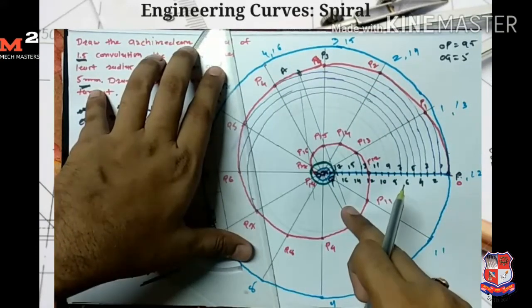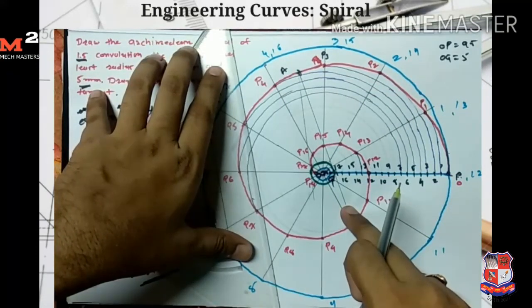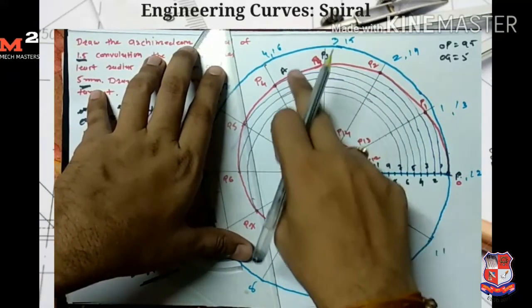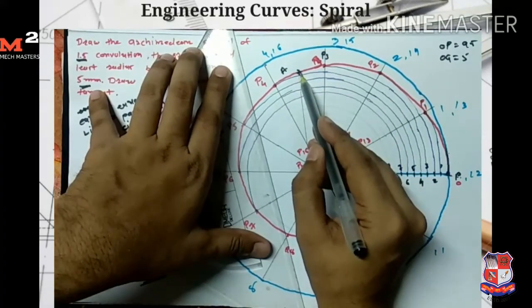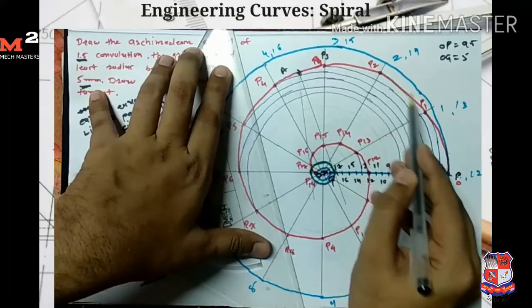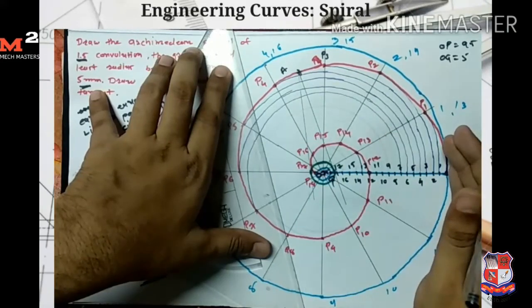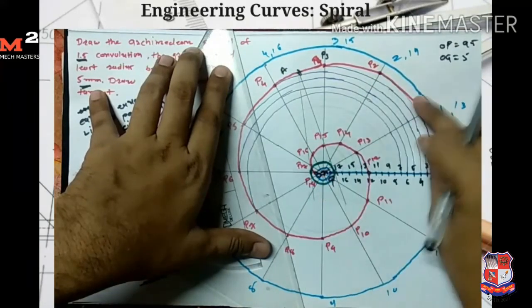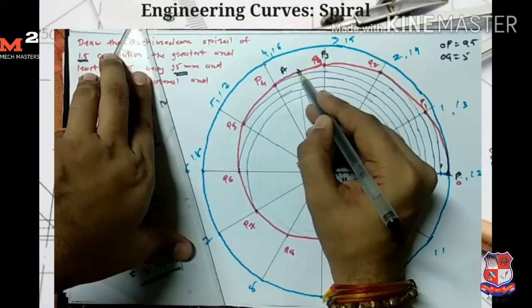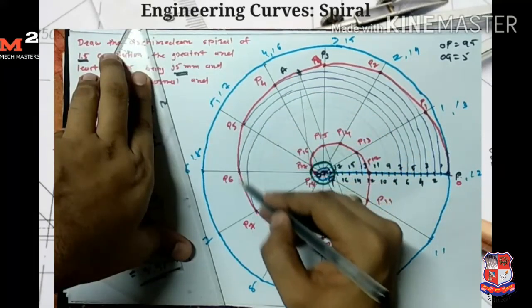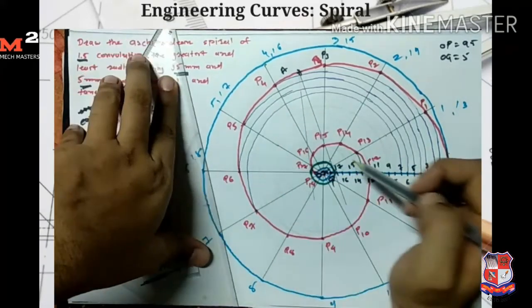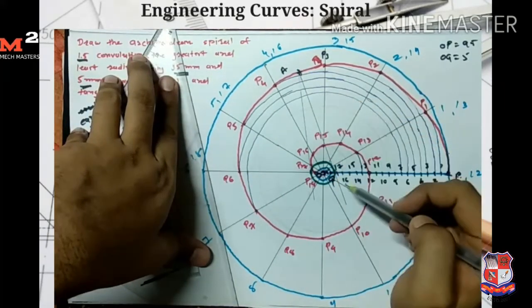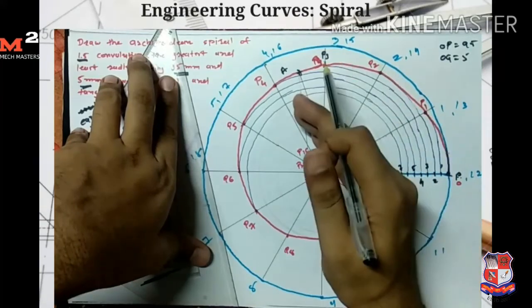But we always draw the tangent on the side where the spiral curve is moving away from the center. From point A, on this side all the points are moving away from the center, meaning its distance or radius is increasing. On this side the curve is moving toward the center, meaning its radius is continuously decreasing. So we always draw the tangent on the side where the spiral curve is moving away from the center.